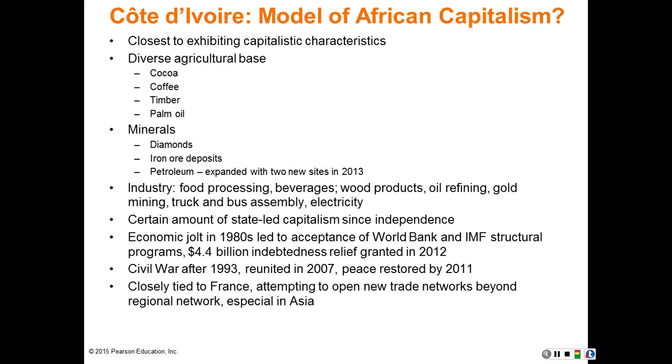Côte d'Ivoire, is this a model of African capitalism? This country is the closest to exhibiting capitalistic characteristics. It has a diverse agricultural base with cocoa, coffee, timber, and palm oil leading the agricultural production. Minerals are in good supply, including diamonds, iron ore deposits, and petroleum. Petroleum production in Côte d'Ivoire expanded with 2 new sites in 2013.